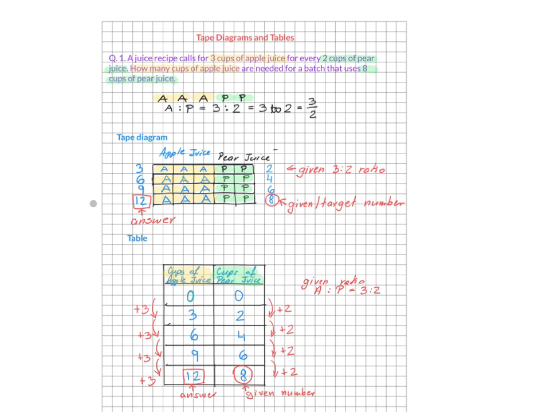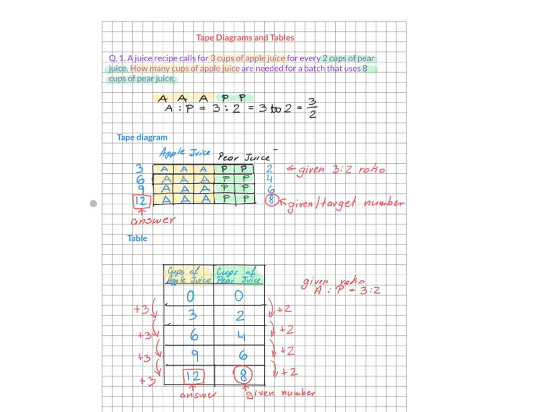And there's one more thing we have to do. We did calculate using tape diagram and table that if I'm given 8 cups of pear juice, I need to get 12 cups of apple juice, and I got that in both methods. However, this is a word problem, and a word problem requires an answer sentence. So we're going to have to write an answer sentence. And the question was, how many cups of apple juice are needed for a batch that uses 8 cups of pear juice?